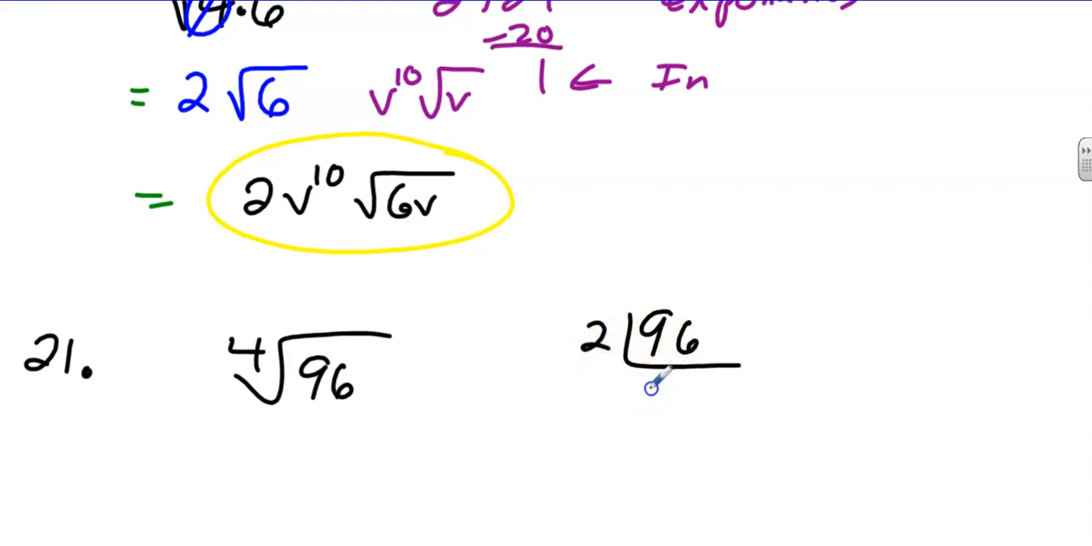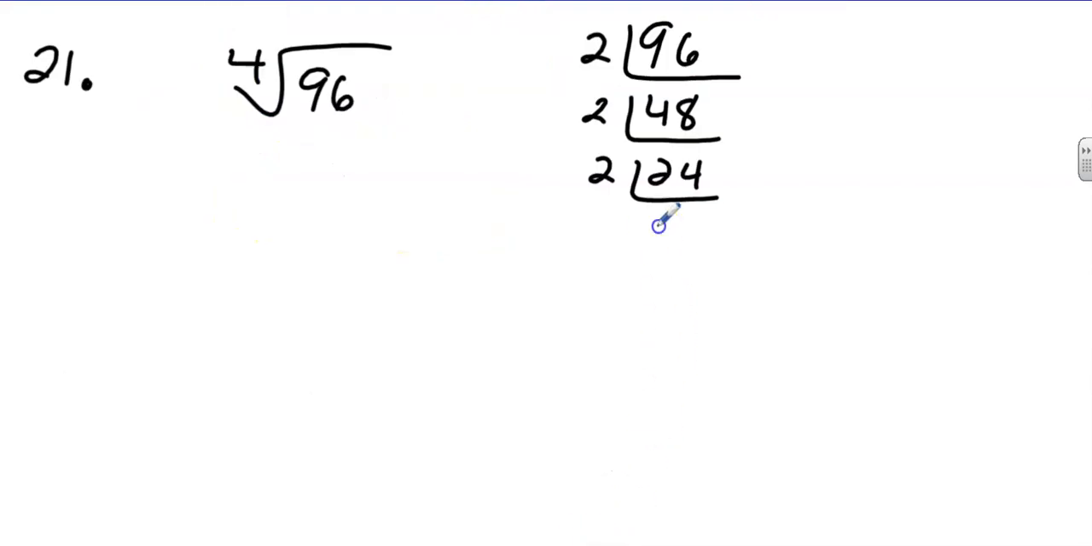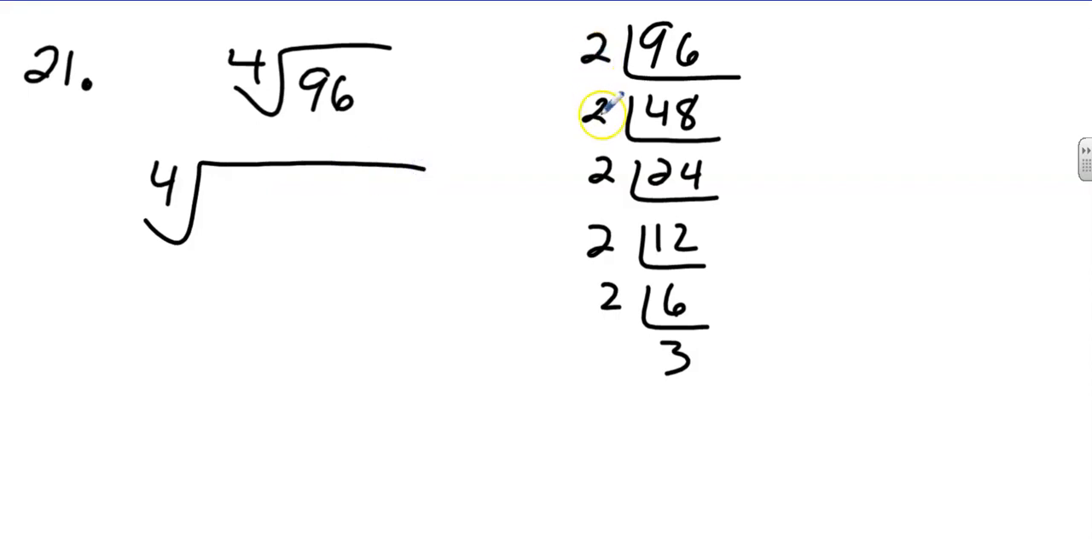Divide 96 by 2, that's 48. Take 48 and divide it by 2, that's 24. Take 24 and divide it by 2, that's 12. Take 12 divided by 2, that's 6. Take 6 divided by 2, that is 3. Okay, so we got 1, 2, 3, 4.